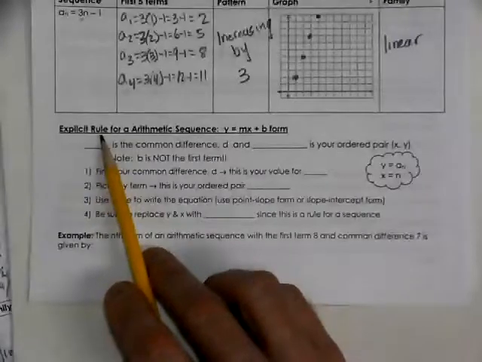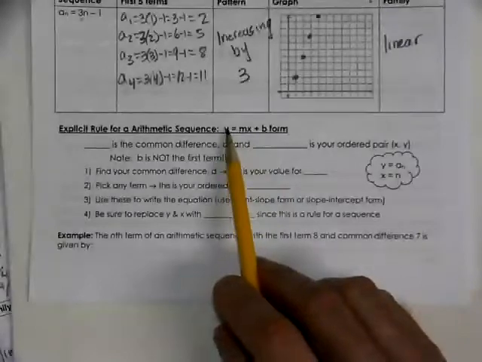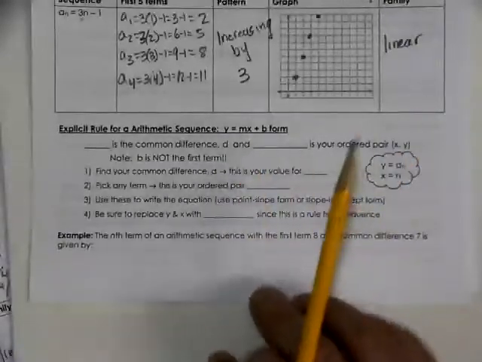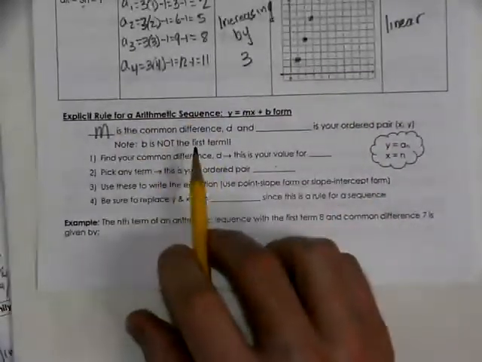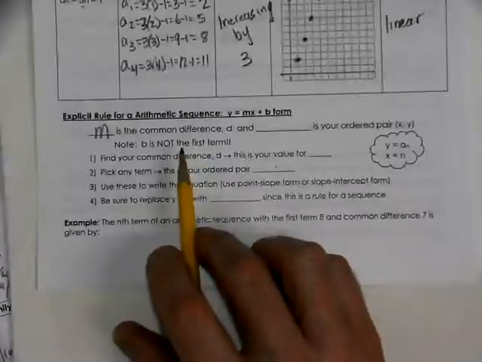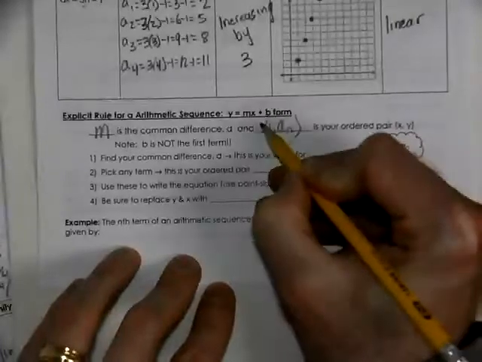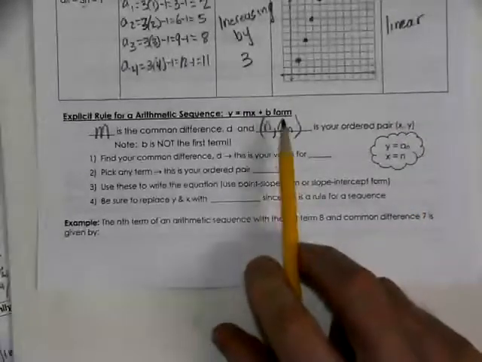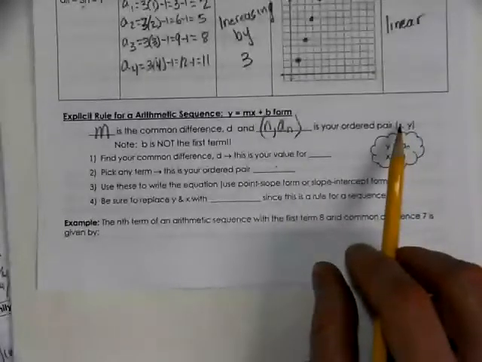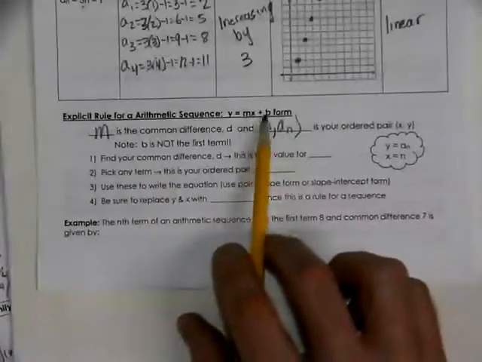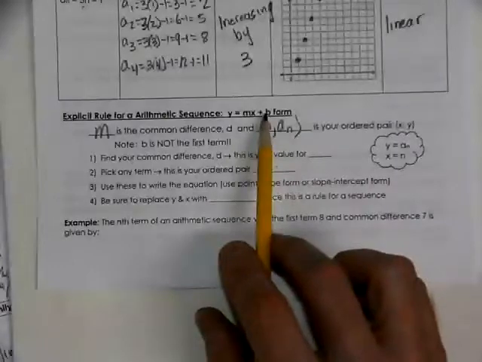Now to think about the explicit rule for arithmetic sequence, the format is really just y equals mx plus b. The m is our common difference. And the n comma a of n, the position and its term, is just your xy value on a graph. The b term in your formula is not what your first term is. It's what your 0 term is.